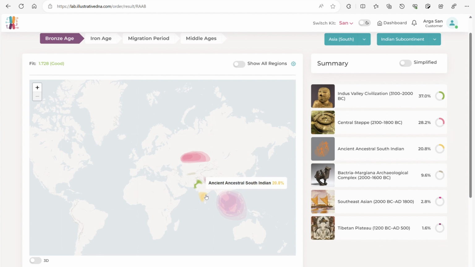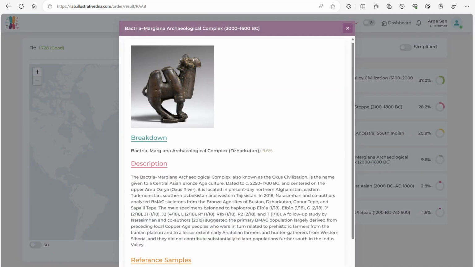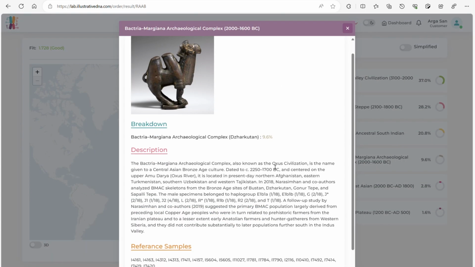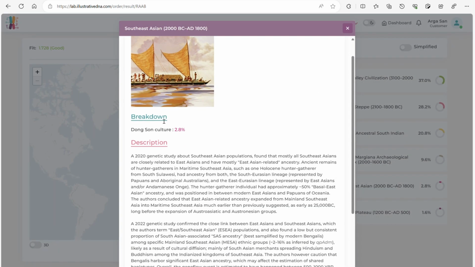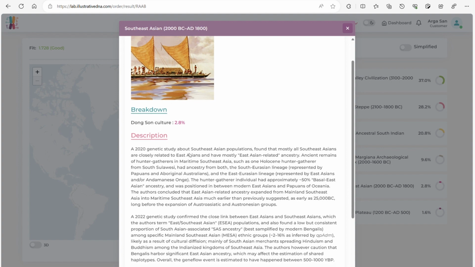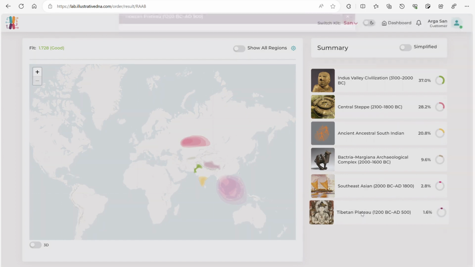Then I have, in third, one of the earliest inhabitants of the subcontinent, the Ancient Ancestral South Indian. Nearly everyone in the Indian subcontinent has this ancestry in varying proportions. I have 9.6% BMAC, also known as Oxus civilization, that existed around 4,000 years ago. It is located around Central Asia. Next is Southeast Asian at 2.8%, also known as Dong Son culture, that dates back nearly 4,000 years.